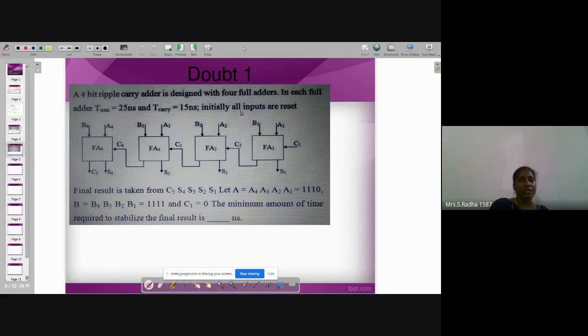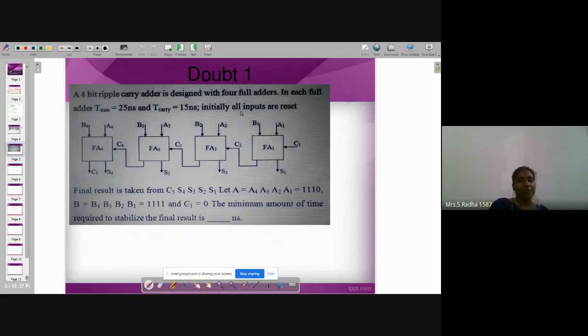Initially, all inputs are reset. The final result is taken from C5, S4, S3, S2, S1. Let the A input be 1110 and the B input be 4 ones. I told you generally the input carry will be 0.